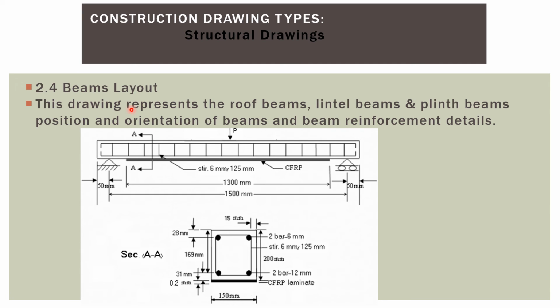Beam layout. This drawing represents the roof beam, lintel beam, and plinth beams. Plinth beams are the beams which come at ground level. It shows the position and orientation of beams and beam reinforcement details. In the beam layout, we get all types of beam details: roof beams that come in the slab, plinth beams, and lintel beams that come over the windows, doors, etc. This is the sample drawing of a beam. This is the length of the beam, top parts, bottom parts. These are the ties, and this is the section view of this beam.